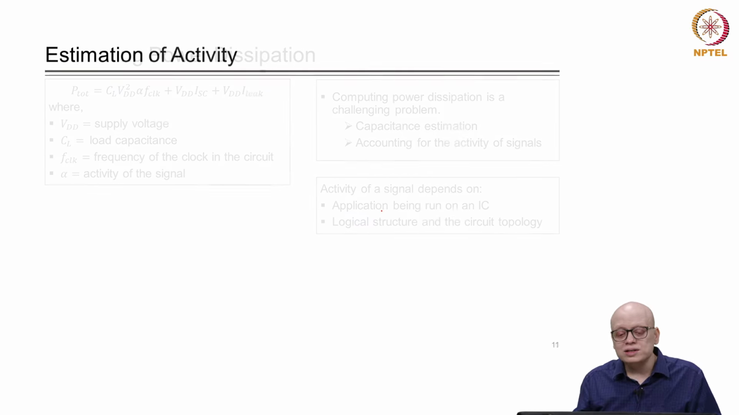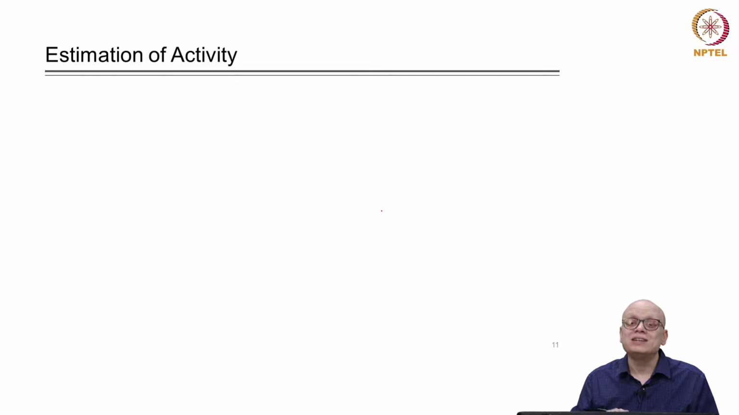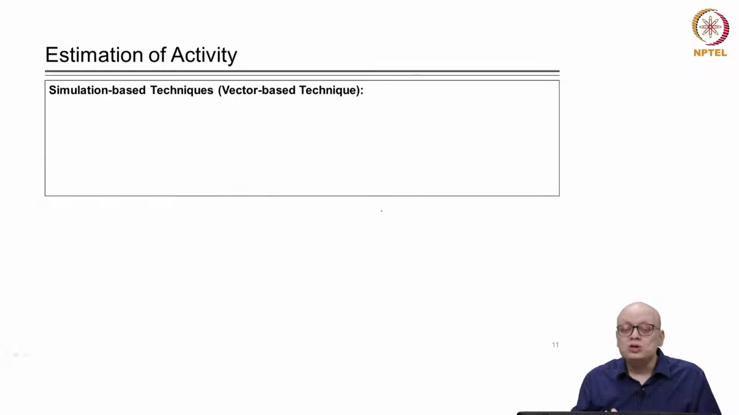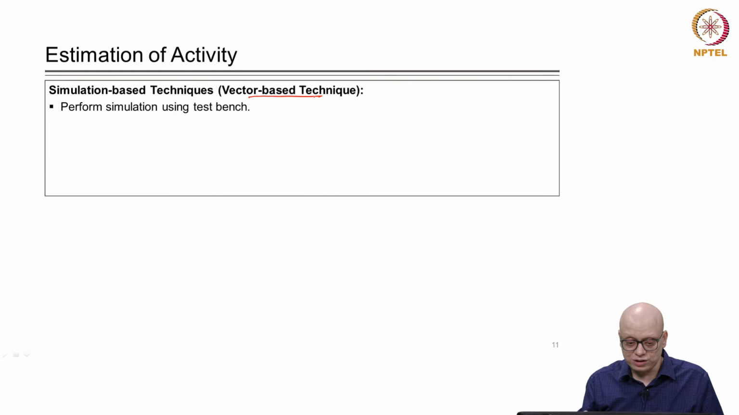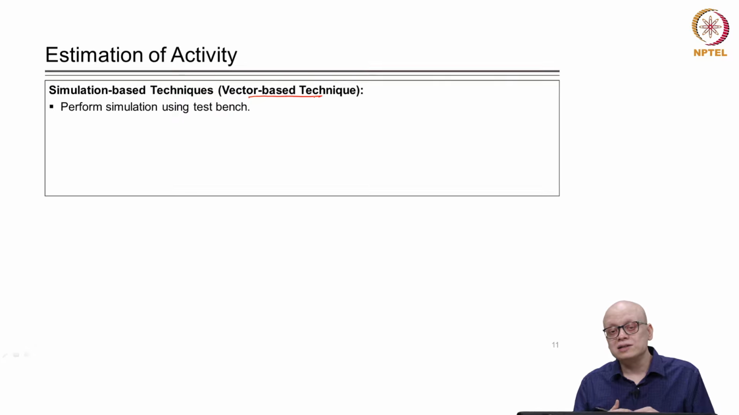So, how does the tool estimate the activity and compute the power dissipation? There are two types of techniques. The first one is simulation based techniques or vector based techniques. In this technique we perform the simulation using a test bench. We have seen that when we designed our RTL, we did the functional verification, and for that we wrote our test bench and ran the simulator.